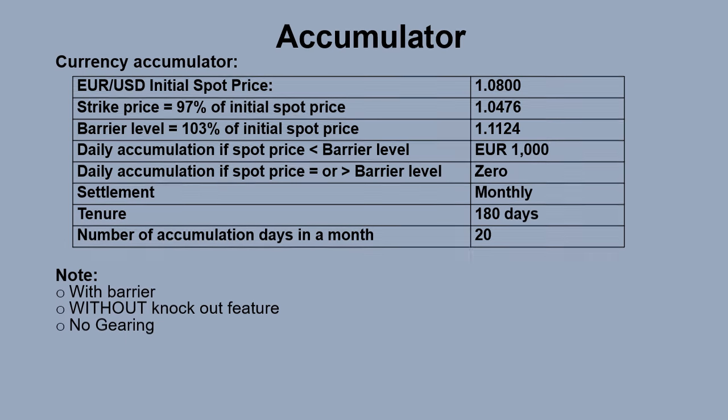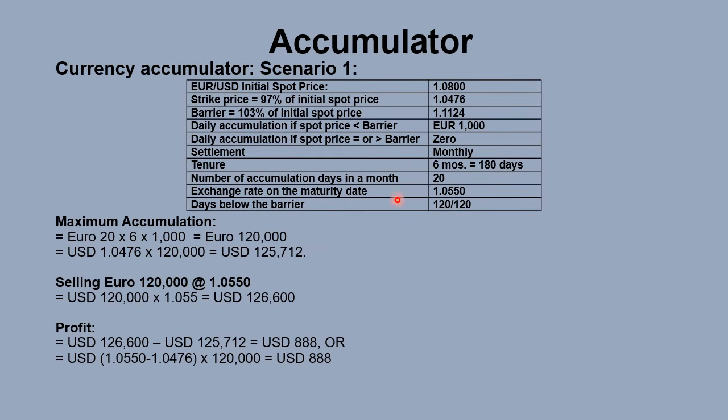Let's look at scenario 1. The exchange rate at maturity is 1.055. The days below the barrier is 120 out of 120. That is, the product never goes beyond the barrier. Therefore, there will be accumulation on all the 120 days of the accumulator.